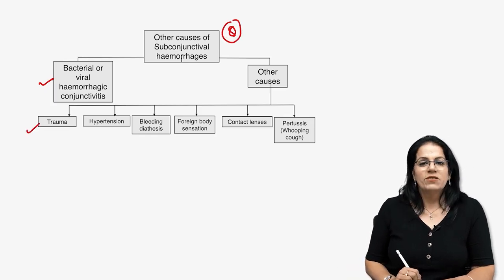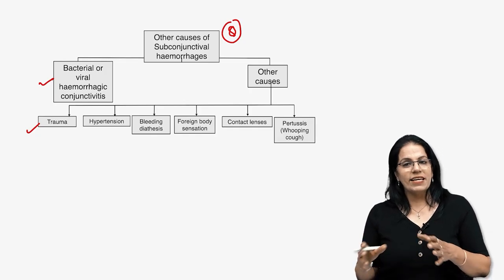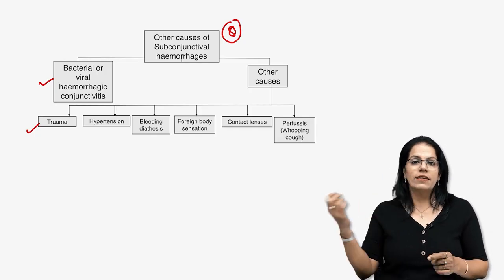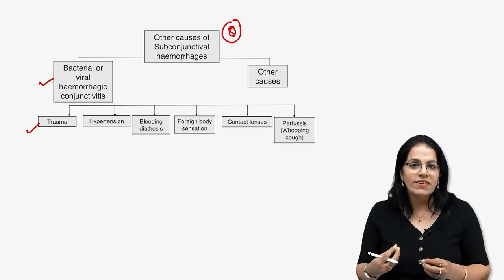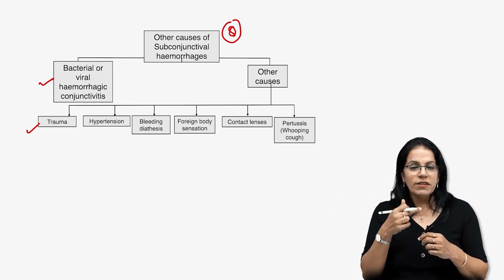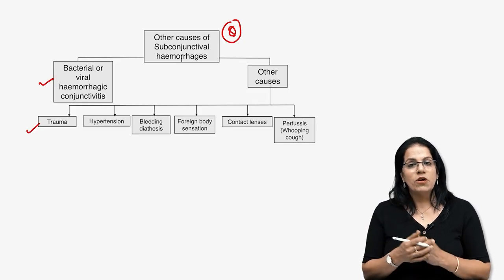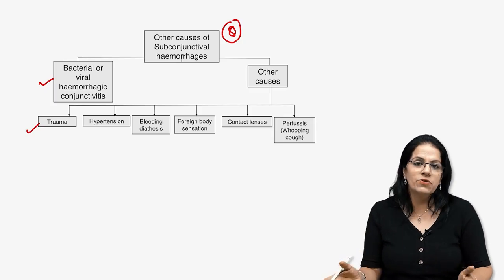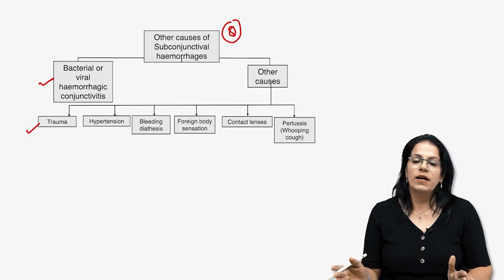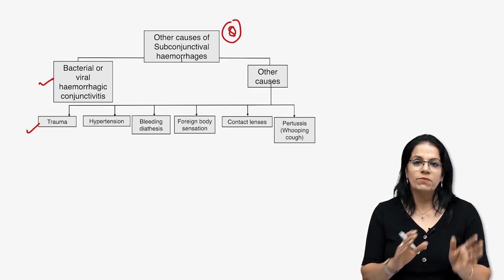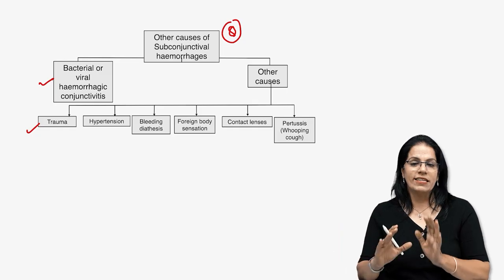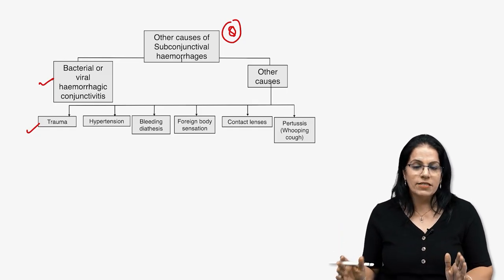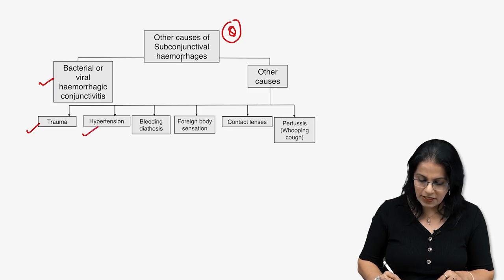Trauma. If a patient comes to me and I know this is not a case of conjunctivitis, there is a hemorrhage here, I will first ask whether you got any trauma, any foreign body, have you rubbed your eyes. So, trauma is one important cause. And the third, if he says there is no history of trauma, I am going to ask for monitoring of the blood pressure morning, afternoon, evening, at least for a week or 10 days, because the next important cause is hypertension.